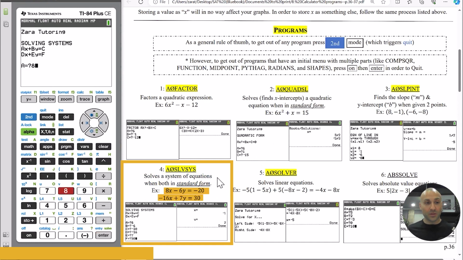So let's go ahead and type in all these coefficients. So that was for the top equation, and we'll do the same thing for the bottom equation. And we get that the point of intersection for these 2 lines is -1, 2.